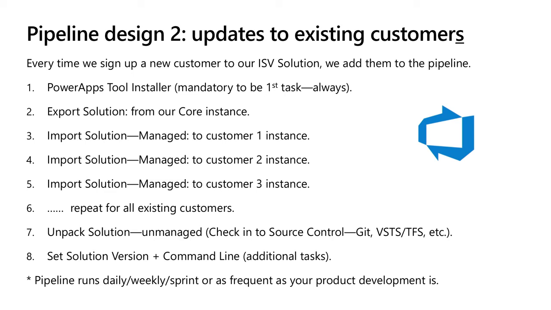All your customers are getting the same updates, and you can do that at whatever time you think is right. So you can do that daily if you really want to, or you can do it weekly. You can do it at the end of every sprint. If your sprints are 2 weeks or if your sprints are 4 weeks, you can do that. It's really as frequent as your product development cycle works.